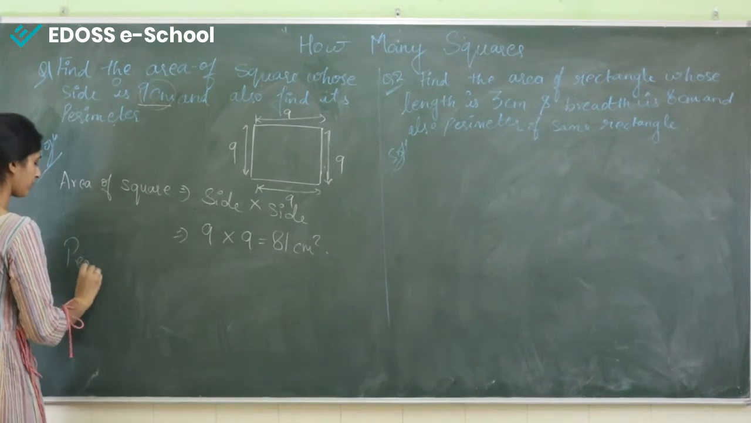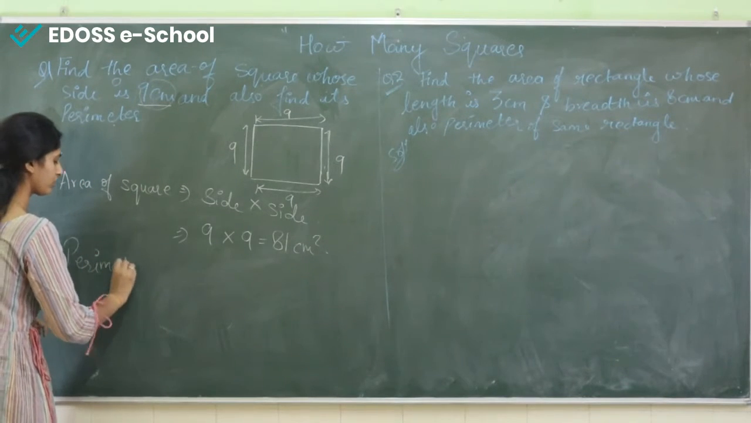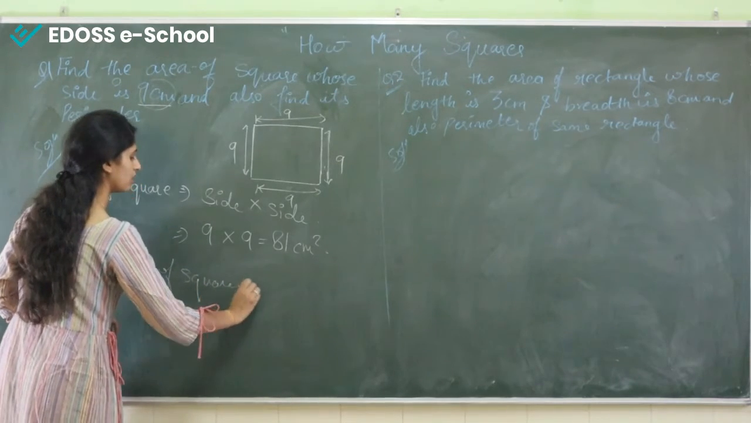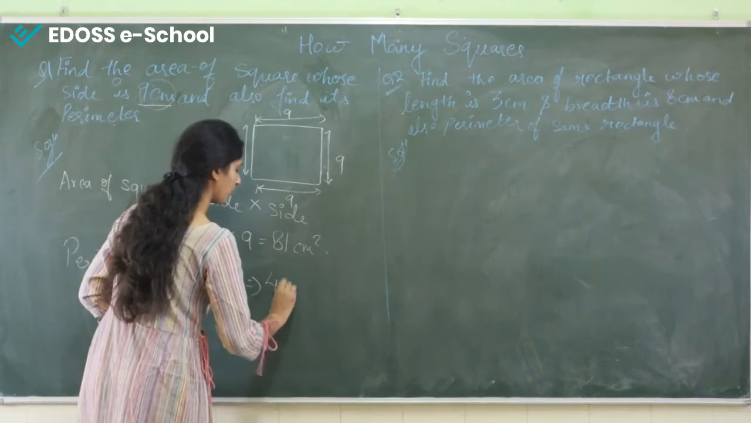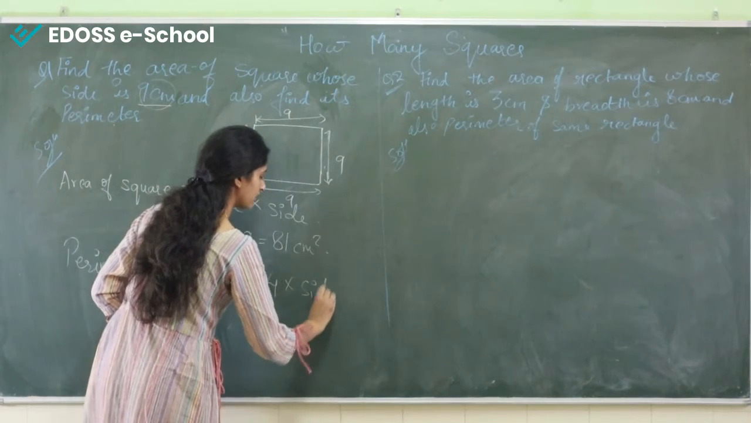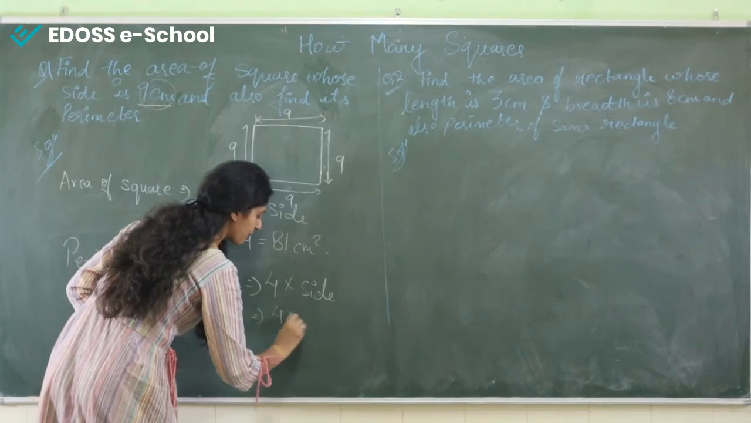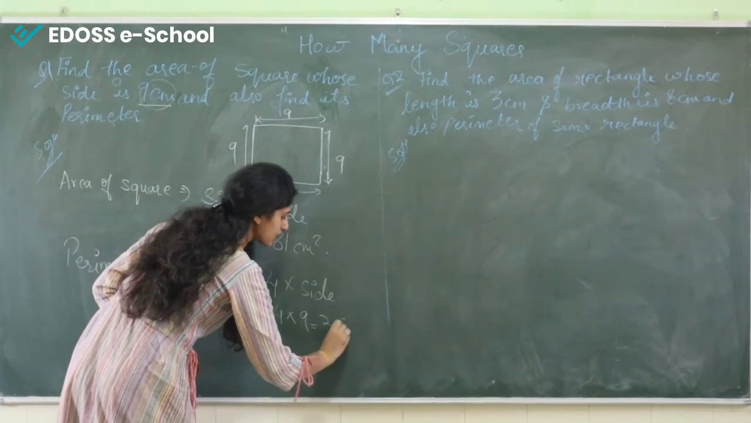Then next we have to find perimeter also. So what is the formula of perimeter of square? 4 multiplied by side. So we have given side is equal to 9. So 4 multiplied by 9, that is 36 centimeter.